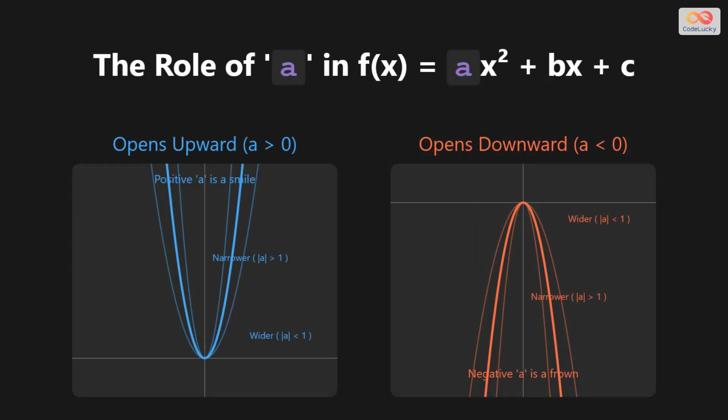The first part of our formula is the a term. This number tells us two things. If a is positive, the parabola opens upwards like a smile. If a is negative, it opens downwards like a frown. The size of a also matters. A larger absolute value of a makes the parabola narrower, while a smaller value between 0 and 1 makes it wider.